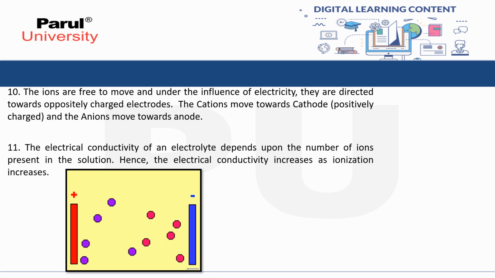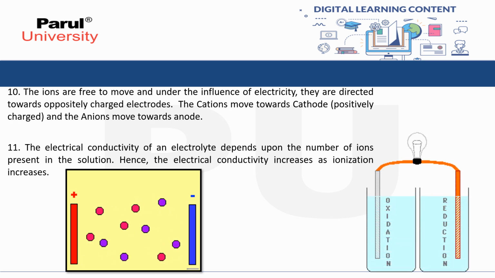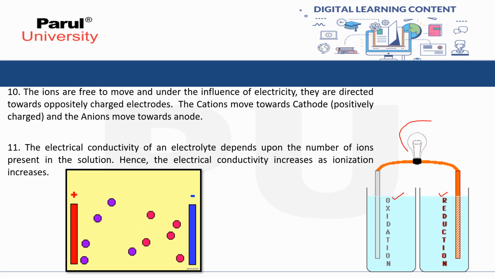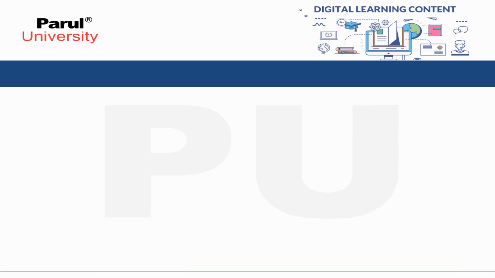Hence, the electrical conductivity of an electrolyte depends upon the number of ions present in the solution. Hence, the electrical conductivity increases as the ionization increases. So, when there is electron loss, it is the oxidation part, and when there is a gaining of electrons, it is the reduction part. And the flow of electrons will give you the current.